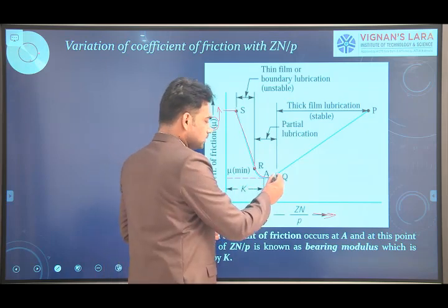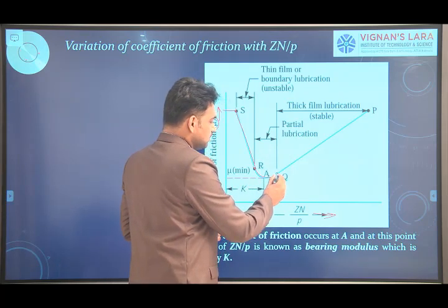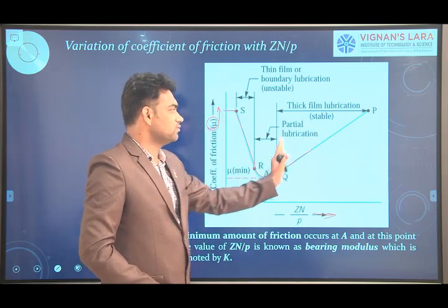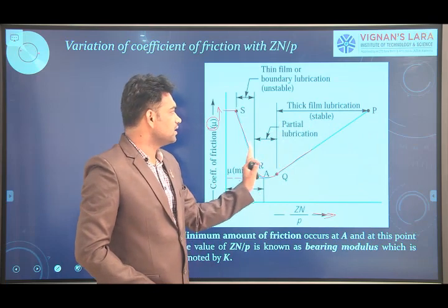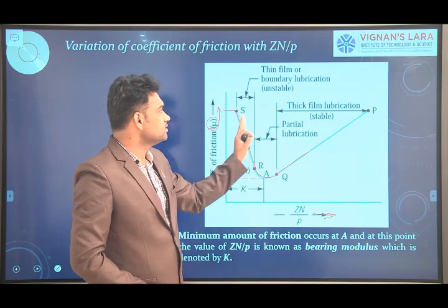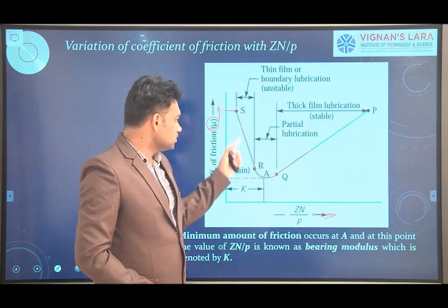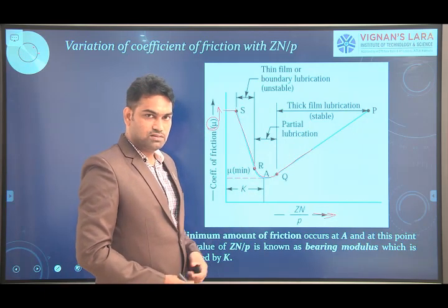And beyond this region it goes into what is called the stable region, that is the thick film region. In this case there is partial lubrication available, and in this case it is thin film or boundary lubrication. Clear? So this is a Stribeck curve, that is a McKee's curve.